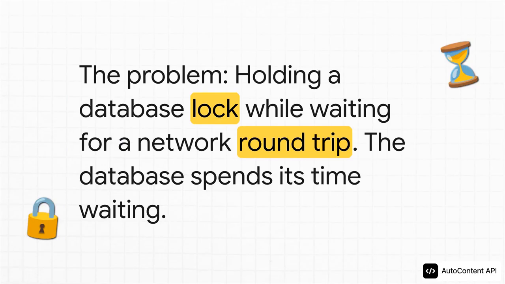For every single transaction, the database locks a piece of data, sends a message to the app, and then just waits. It waits for the app to think, and then it waits for the answer to travel back across the network. The database itself is blazing fast, but it's spending almost no time working and all its time waiting. The network has become this unbreakable speed limit.